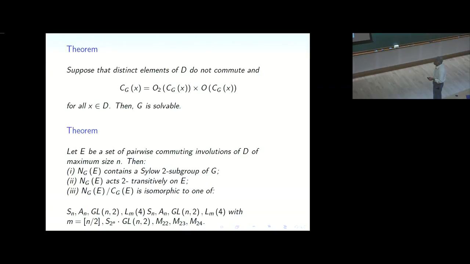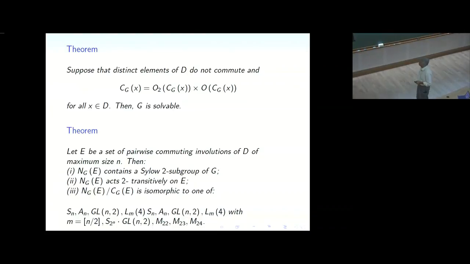For example, you see this theorem: let E be a set of pairwise commuting involutions of D of maximum size n. So G is a group generated by a conjugacy class of involutions. You are looking at the set of pairwise commuting elements of maximum size. Then the normalizer in G of E contains a Sylow 2-subgroup of G. The normalizer of E acts 2-transitively on this. And the normalizer in G over C_G(E) is isomorphic to one of these groups in the list.